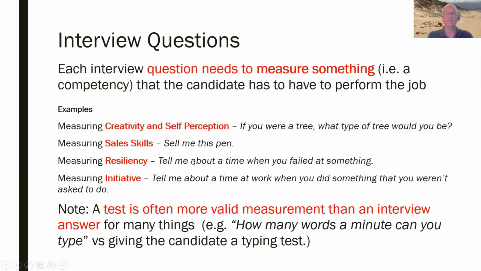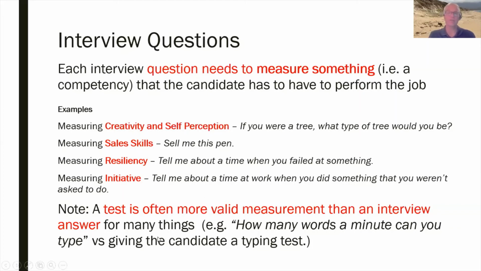Note these last 2 are behavioral based, and these other 2 are more situational. So you can have a good mix of interview questions, but again, I would encourage you to rely more on the behavioral based rather than the situational.